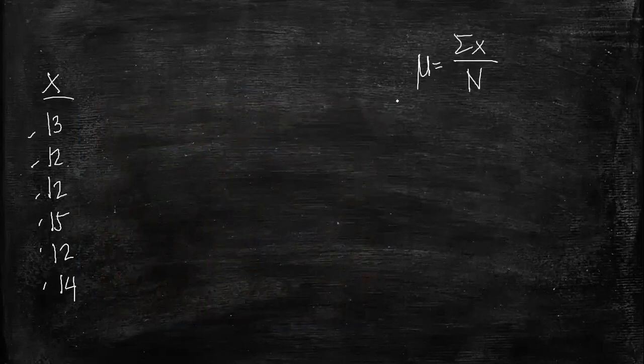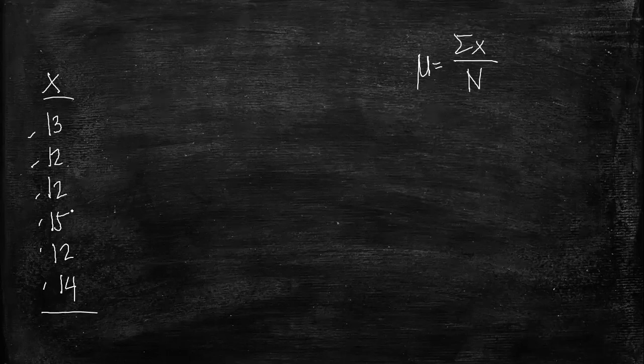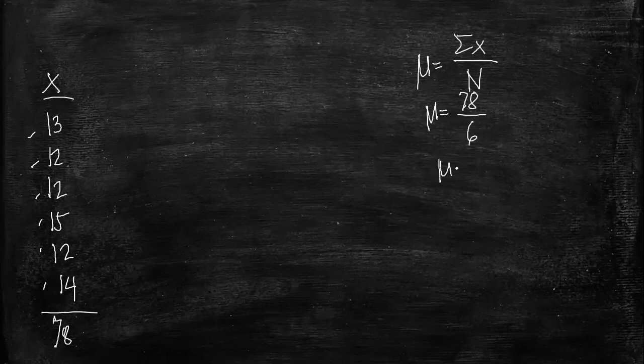Ngayon, paano hanapin yung summation of x? So all you have to do is to simply add all the values of x or our elements of x here. So 13 plus 12 plus 12 plus 15 plus 12 plus 14, ilan po yung total? 78, sir. Okay, 78. So let's find for the mean. So mu is 78 over ilan ang N? 6. So 78 divided by 6, that is ilan? 13, sir. Okay, 13. This is our mean.